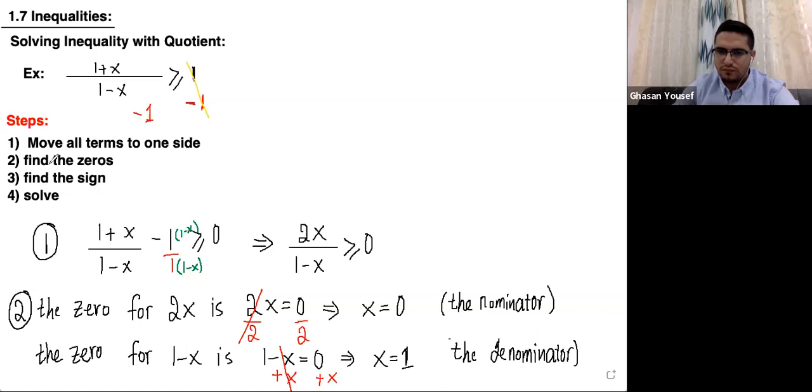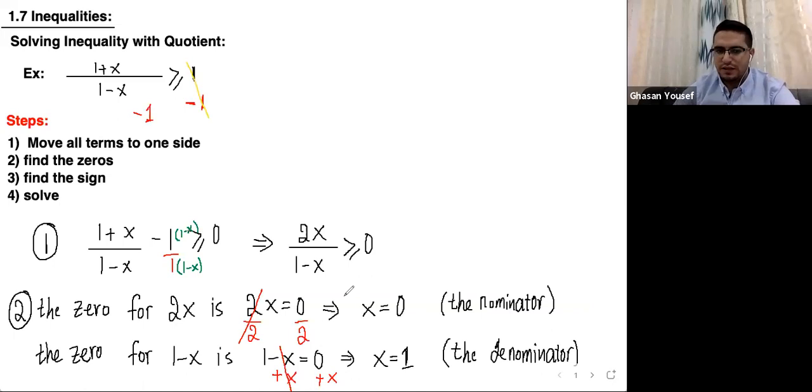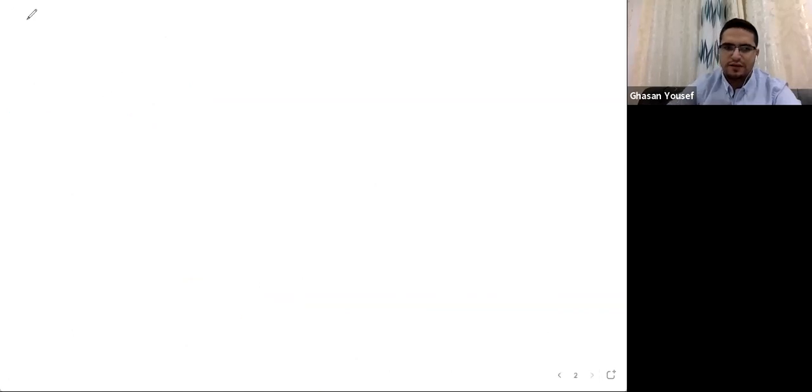Now, the next step is to find the sign. Step number 3, find the sign. So I have to graph. I'm moving to the next slide. Give me 1 minute. To find the sign, I should draw the real line, and I have to put these zeros on the real line. Then I have to pick any numbers to check what the sign is on the real line.